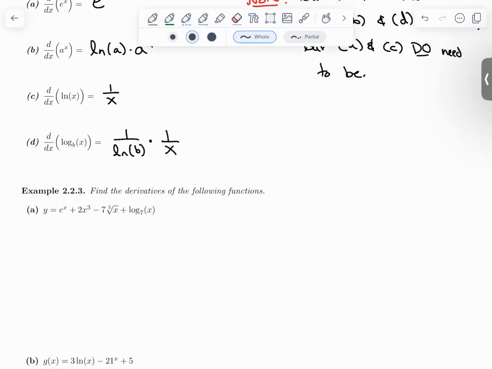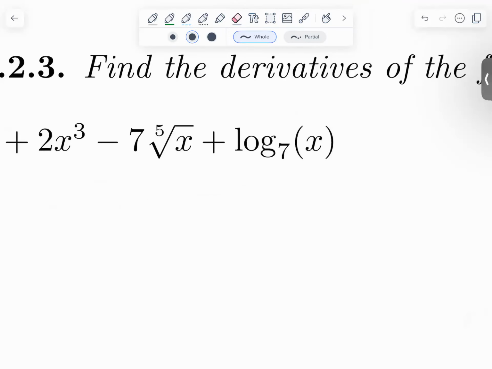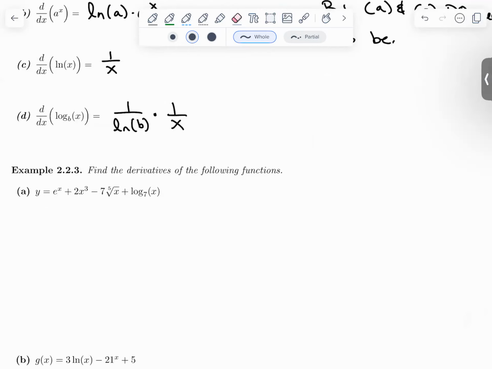Okay, so this one, the derivative of e to the x plus 2x cubed minus 7 times the 5th root of x plus log base 7 of x. As a small aside, when it comes to exam time, if you're ever concerned, you can always ask. Some students mistake that as 75 square root x, especially since it's tiny on the exam, or they're just reading it too quickly. So please feel free to ask for clarification. I'm happy to tell you that is 7 times the 5th root. So I'm going to rewrite that right off the bat. This is the same thing as negative 7x to the 1/5 so that we can find this derivative.